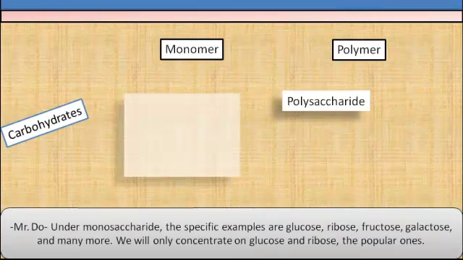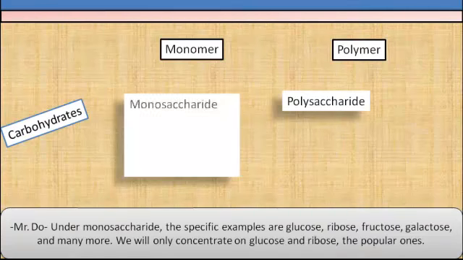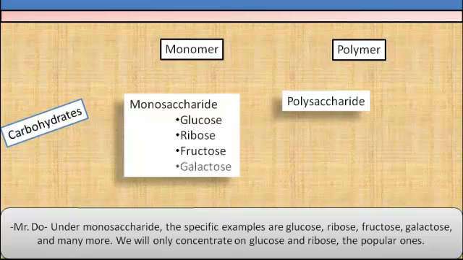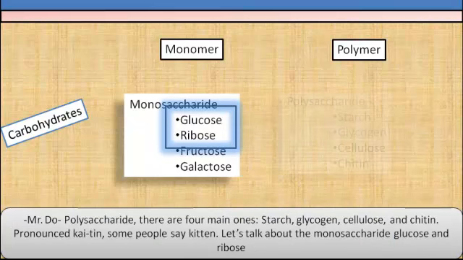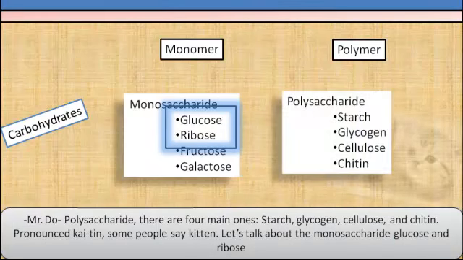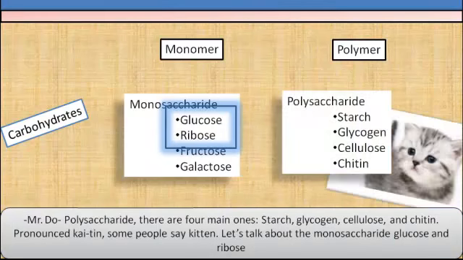Under monosaccharide, the specific examples are glucose, ribose, fructose, galactose, and many more. However, we will only concentrate on glucose and ribose, the popular ones. Polysaccharide, there are four main ones: starch, glycogen, cellulose, and chitin. Pronounced chitin, but some people say kitten.